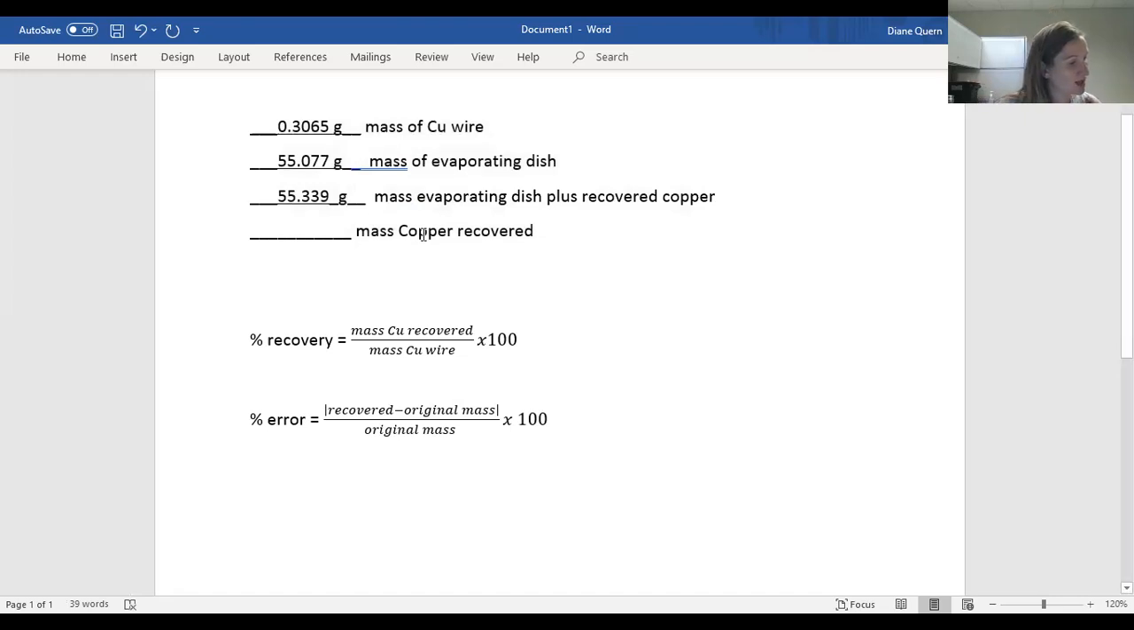The mass of the copper recovered, you're going to calculate by subtracting these two numbers here to get the mass of the copper recovered. And it should be less than your original mass, which is up here. It should be less than 0.3065. Then you'll use those two values, the mass of the original copper wire and the mass recovered, to do the percent recovery calculation and the percent error calculation. So with those three pieces of data, you can do all the calculations on that first table.